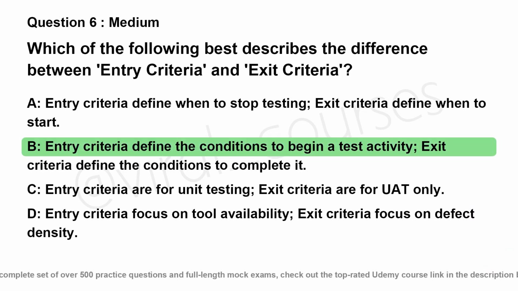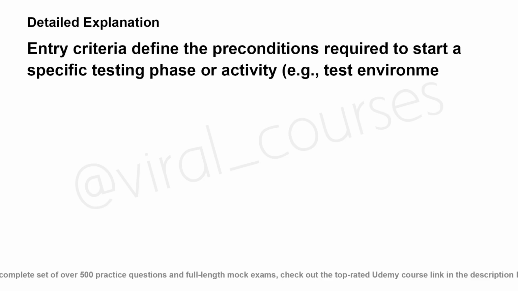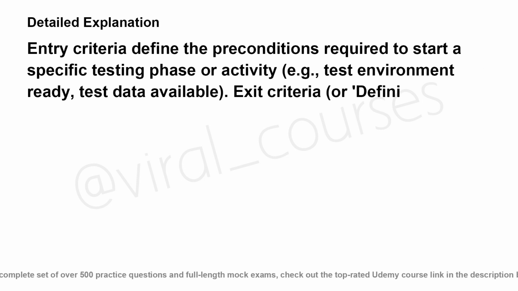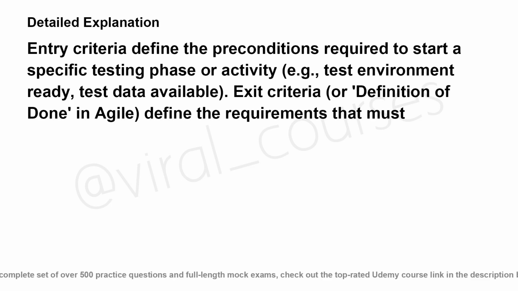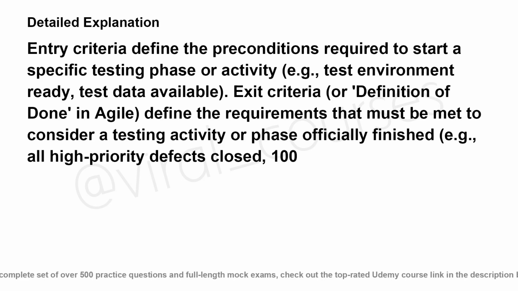The correct answer is B. Entry criteria define the preconditions required to start a specific testing phase or activity. E.g., test environment ready, test data available. Exit criteria, or definition of done in Agile, define the requirements that must be met to consider a testing activity or phase officially finished. E.g., all high-priority defects closed, 100% test case execution.